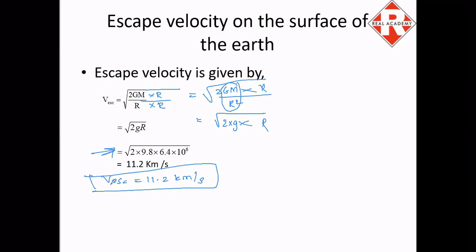Is this thing clear? So from where do we get escape velocity? We assume two situations: when the object of mass m is on the surface of the earth and when it is at an infinite distance from the earth. We find the energies stored in that object on the surface of the earth and at an infinite distance, and then we equate them. Okay. Let's see the next slide. So this was the last part basically.